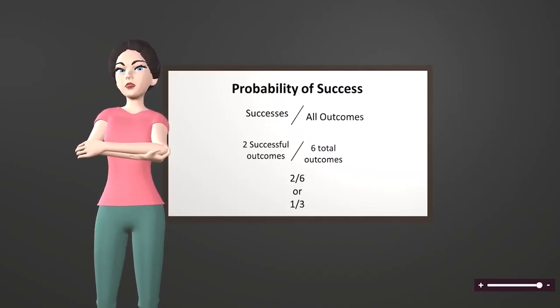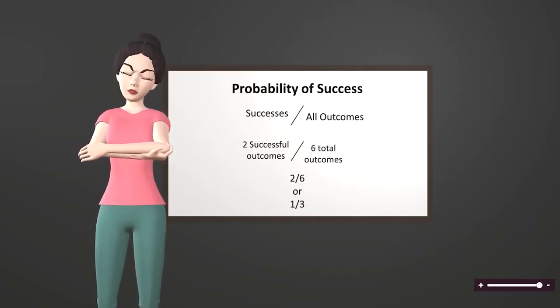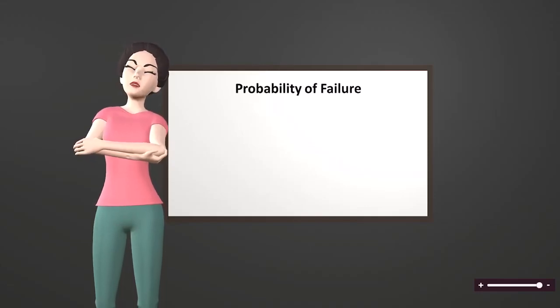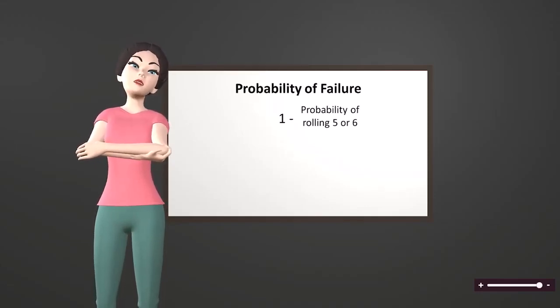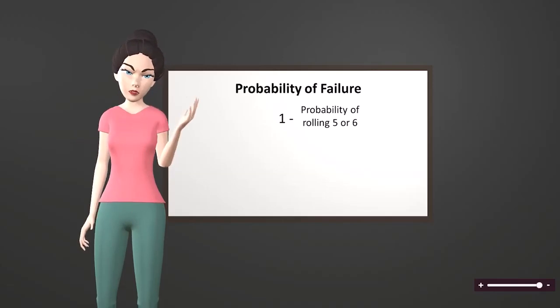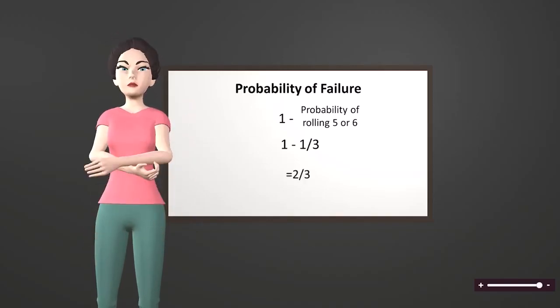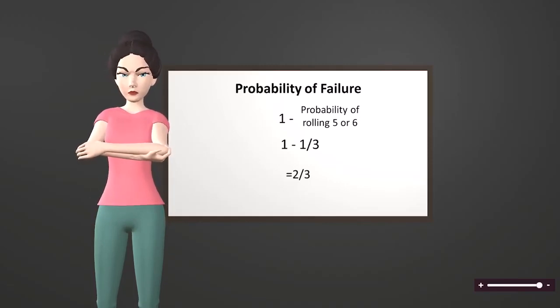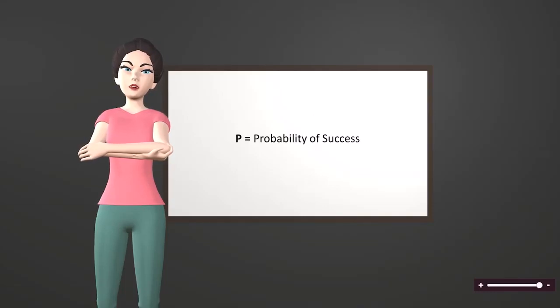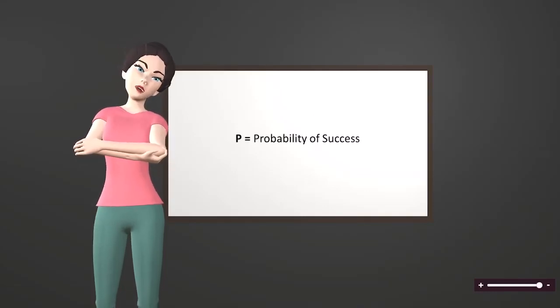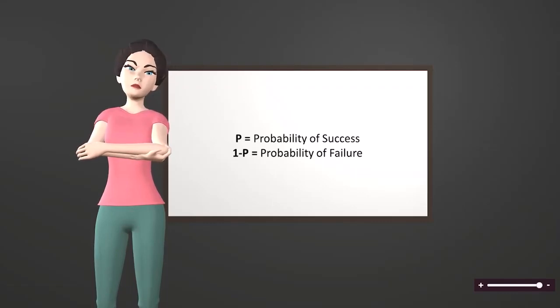The probability of success can be symbolized by the letter P. Similarly, there is the probability of failure. This is the probability of success subtracted from 1. So in our example, the probability of failure is 1 minus 1/3, which is 2/3. The probability of failure can be symbolized as 1 minus P. Now you know how to determine the probability of success, symbolized as P, and the probability of failure, symbolized as 1 minus P.